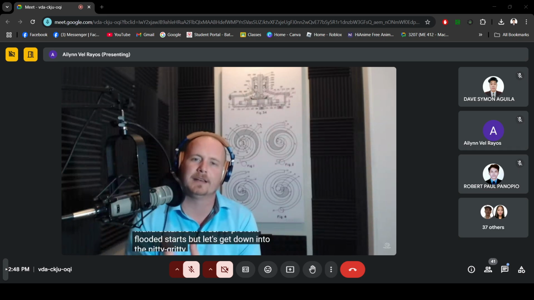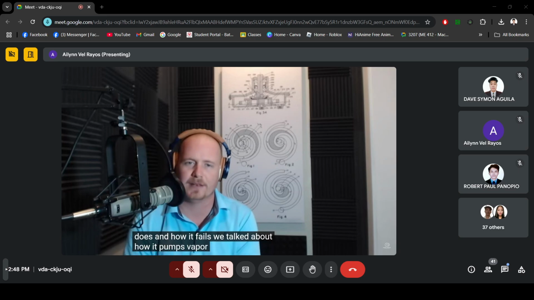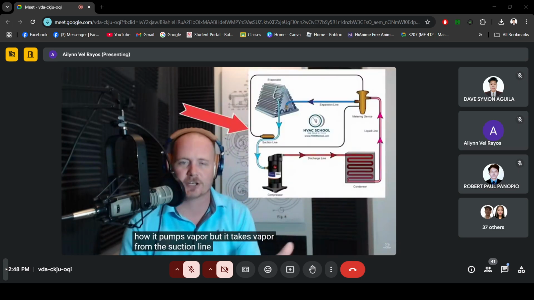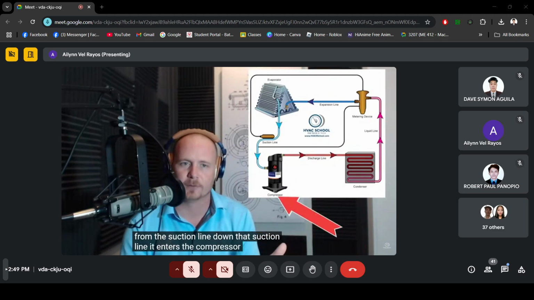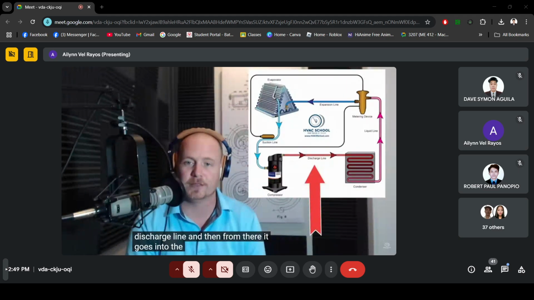But let's get down into the nitty gritty of what the compressor does and how it fails. We talked about how it pumps vapor, but it takes vapor from the suction line. It enters the compressor and then it pumps it up and it goes in the discharge line. And then from there, it goes into the condenser.